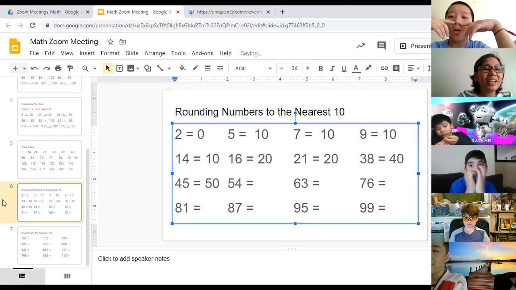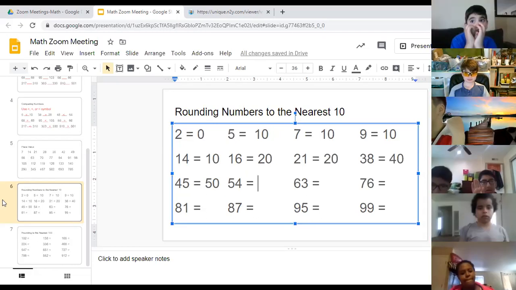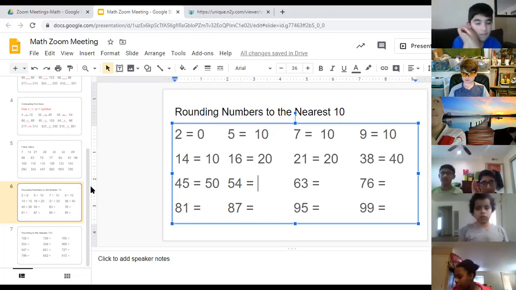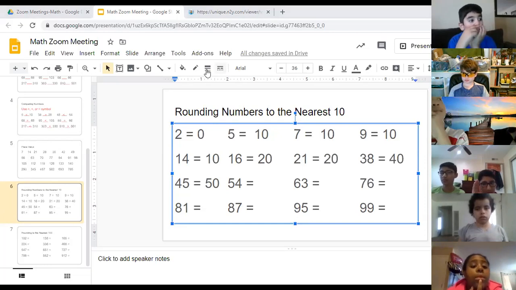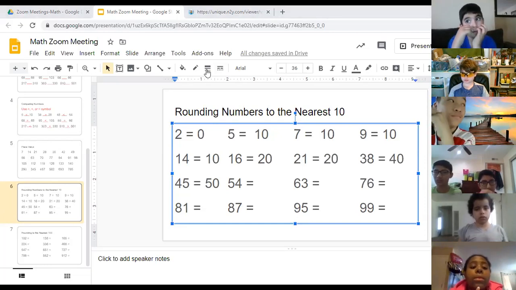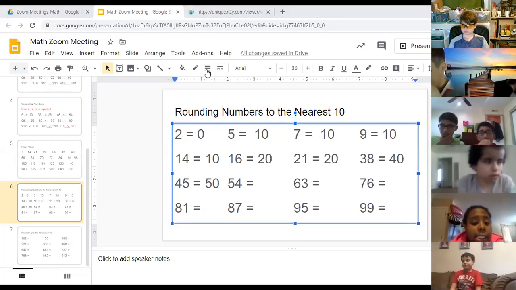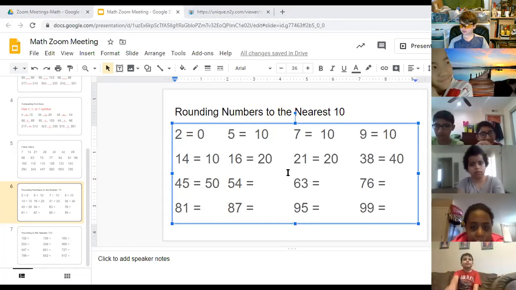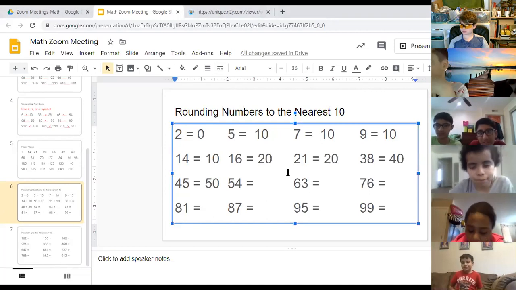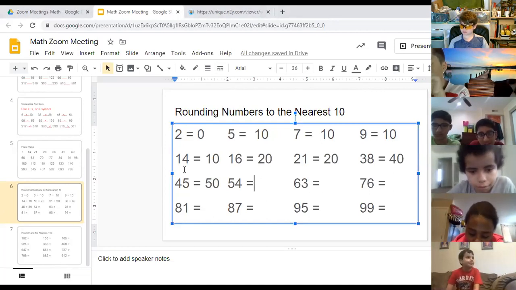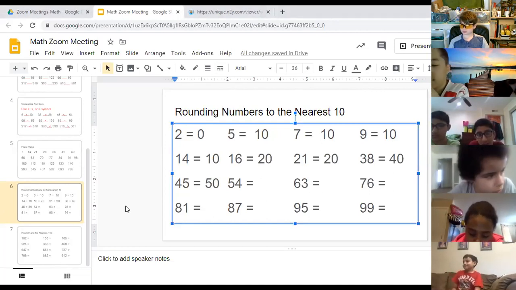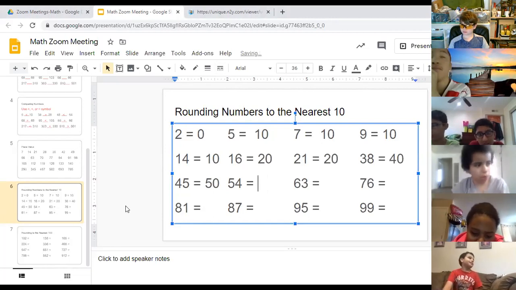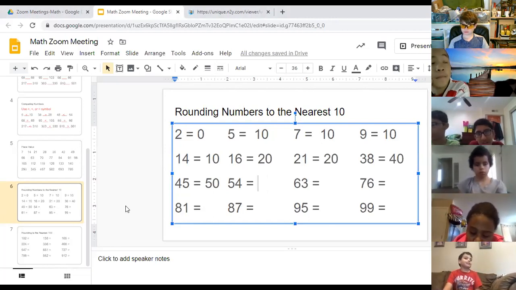Next. Okay, who else? Let me call Zakir again. Zakir, look at the next number. It's 54. So when we round 54 to the nearest 10, what happens to 54? What number does it become?